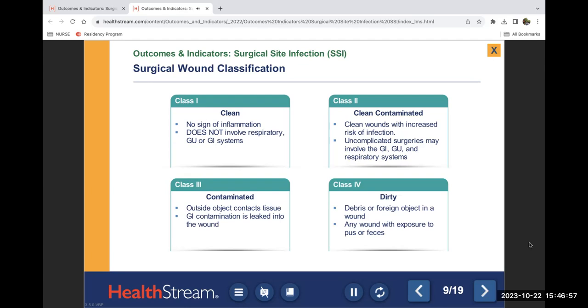Class 4 wounds are also referred to as dirty or infected wounds. Class 4 wounds include lodged foreign objects, including debris or bullet fragments. These wounds are normally traumatic. These wounds may also have come into contact with pus or fecal matter.